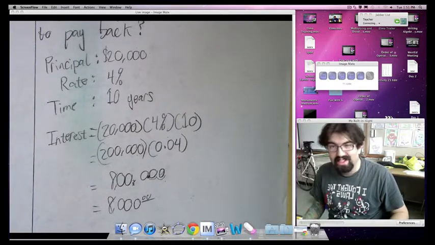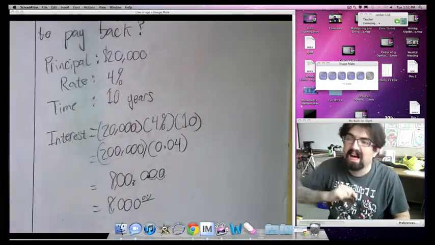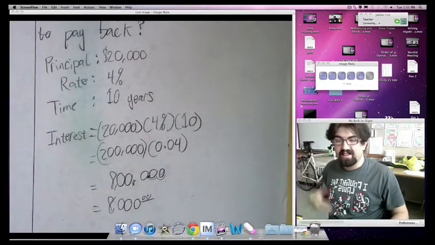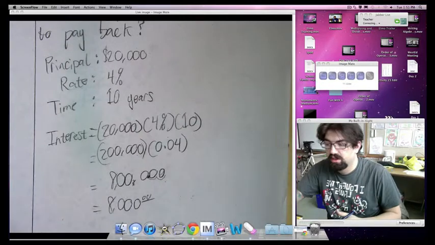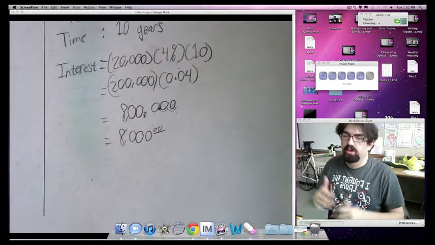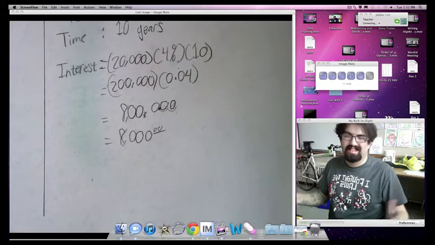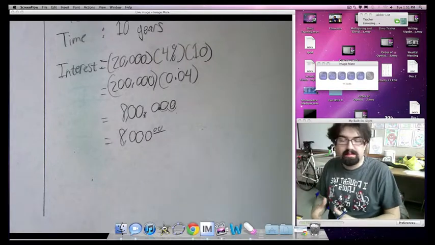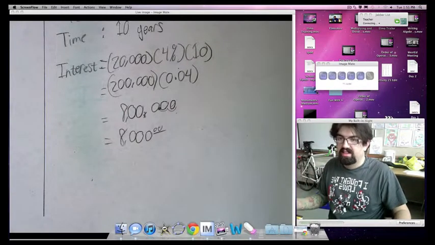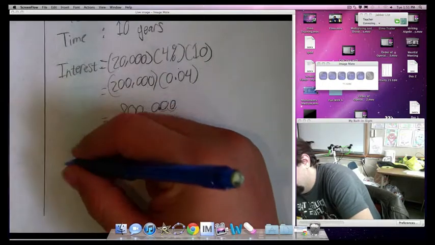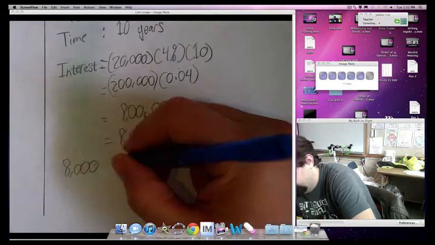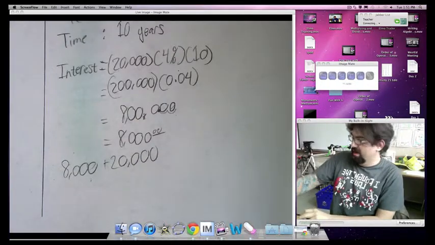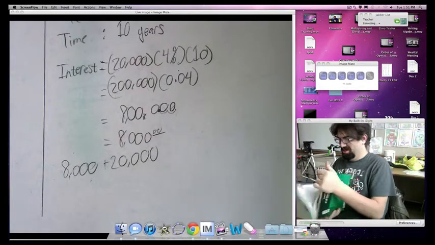Cool. He's got to pay $8,000 back. No, wrong. He borrowed $20,000 and he gets $8,000 in interest. He has to pay all of that back together. Oh, so the question now becomes, what is that called? Well, that's the complete interest. That's how much he has to pay back. So now we got to take 8,000 plus 20,000. I'm gonna be honest with you, I just totally made that one up. I need to look that up because I honestly can't remember what that's called.